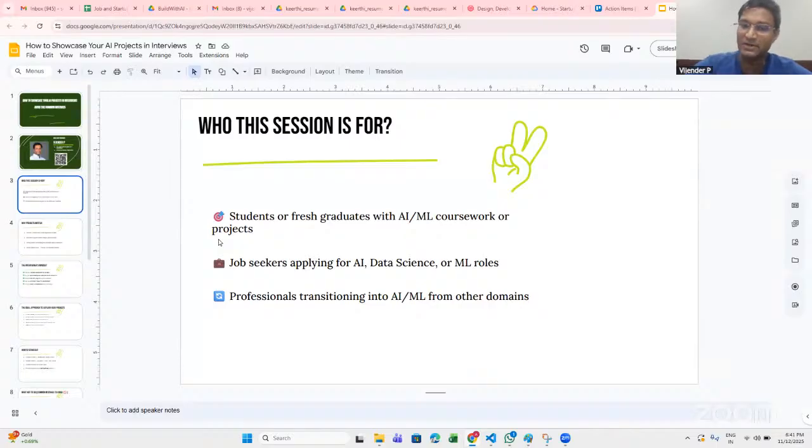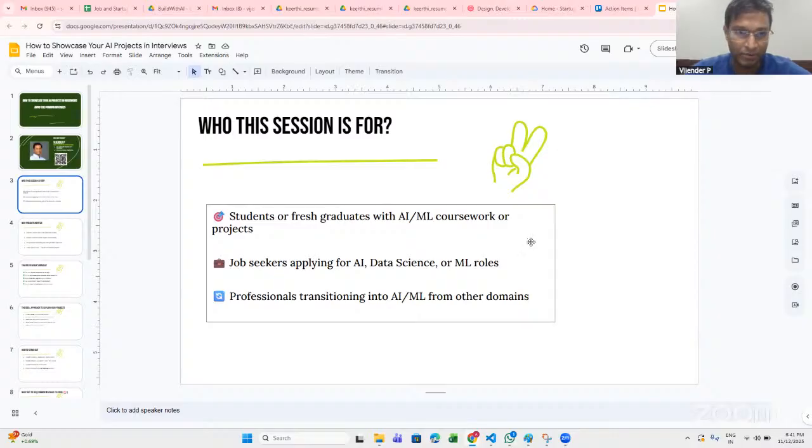If anybody wants to ask any questions or share some thoughts, you can do that right now. This session is basically for students or fresh graduates with some AI/ML coursework or some kind of project work. This is also for job seekers who are applying for data, AI, data science, or machine learning roles. And it is also for professionals transitioning into AI/ML from other domains.